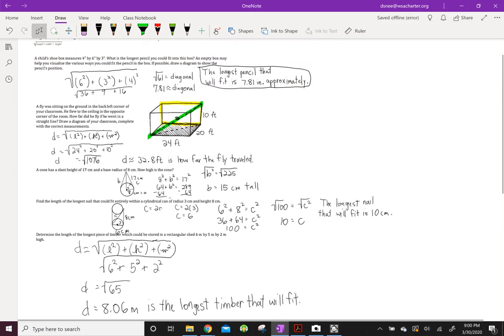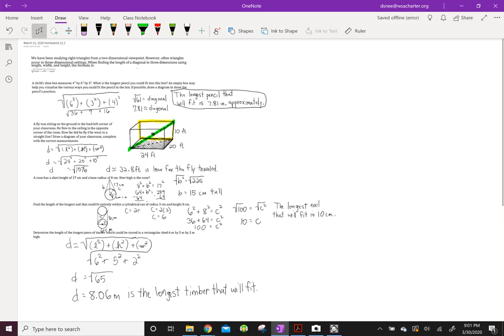Okay, and that's pretty much the first page. Remember, if you have a three-dimensional shape and you're trying to find that corner to corner in that rectangular box, you can just take the length, height, and width, square all those, take the square root of the sum of each of those values, and that'll give you the length of the diagonal.